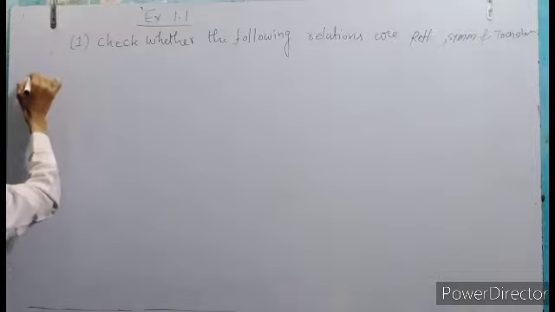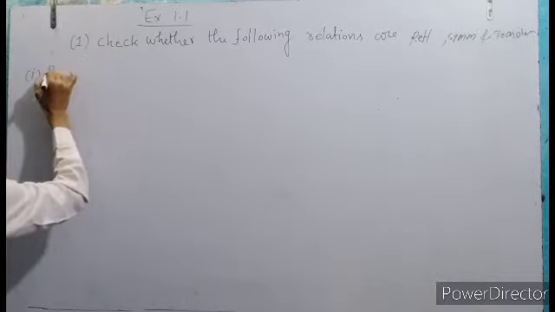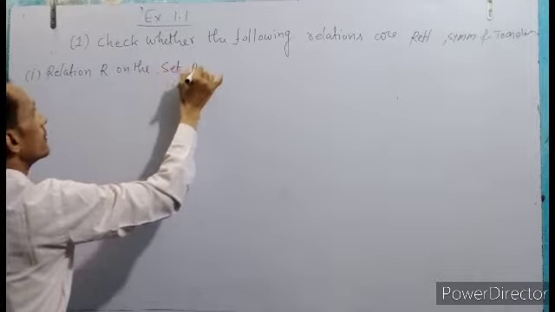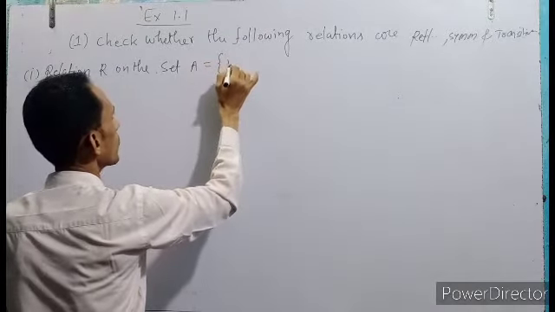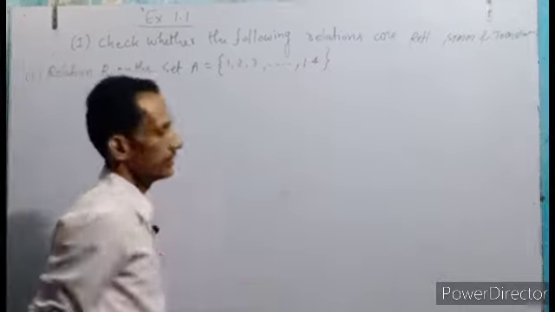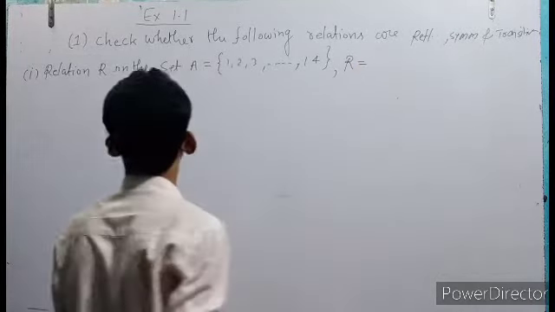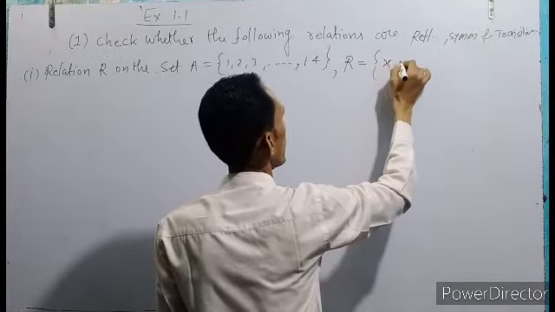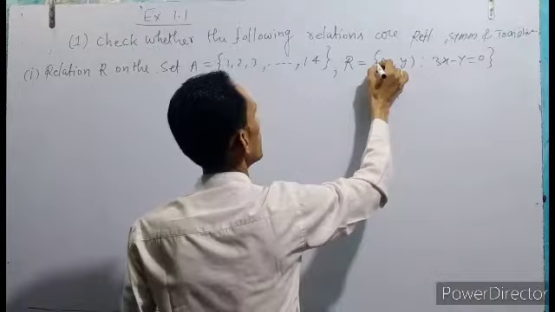First one, let us do the first one. What is the first one? Relation R on the set A, where A equal to 1, 2, 3 up to 14. And we define R equal to (x, y) such that 3x minus y equal to 0. That is the relation given to you.